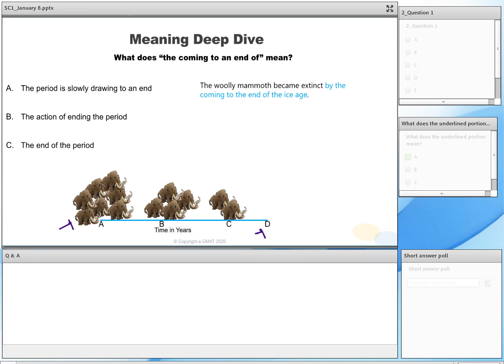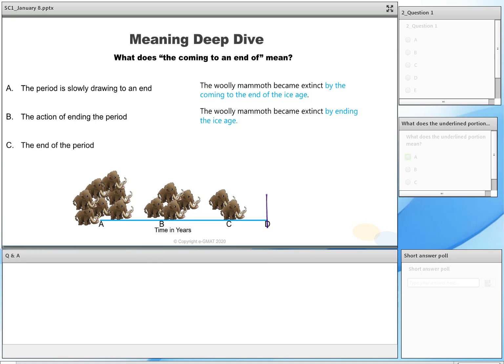Okay, so that is the meaning of choice A. Now choice B. The woolly mammoth became extinct by ending the Ice Age. Now, this would entail that some entity ended the period, right? That some natural thing or some person came in and boom, did an action that ended the period and thus made the woolly mammoth extinct. So that's the ending of the period. An action happened ending the Ice Age. It doesn't give us that sense that things were slowly drawing to an end over the course of time. It's just the ending of the period.